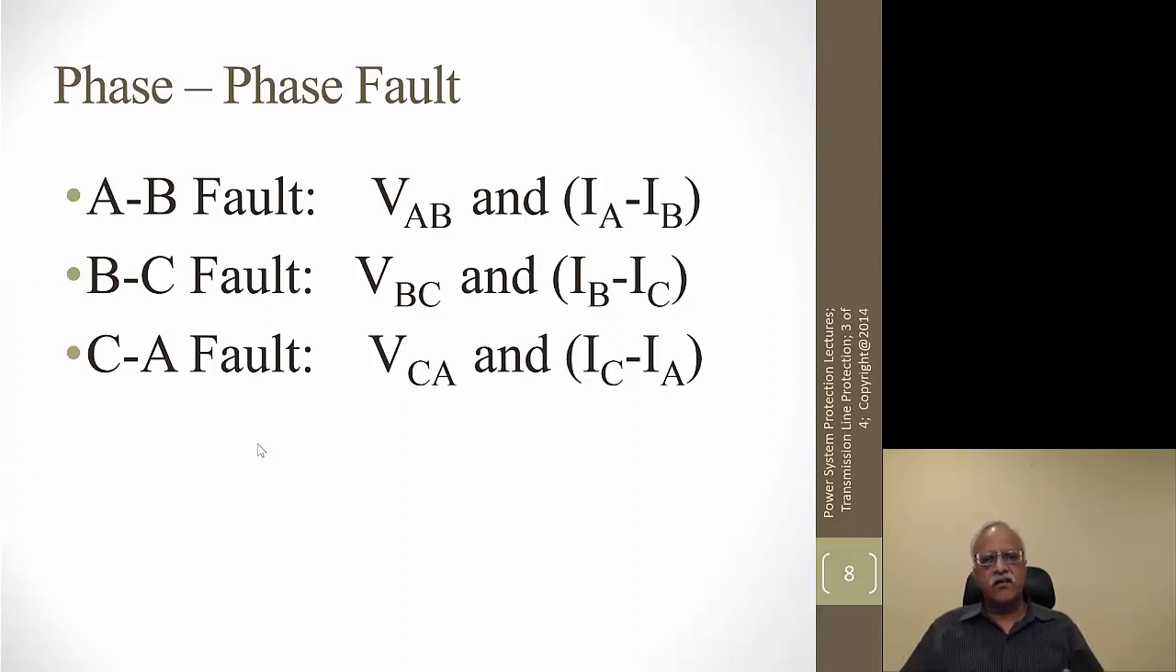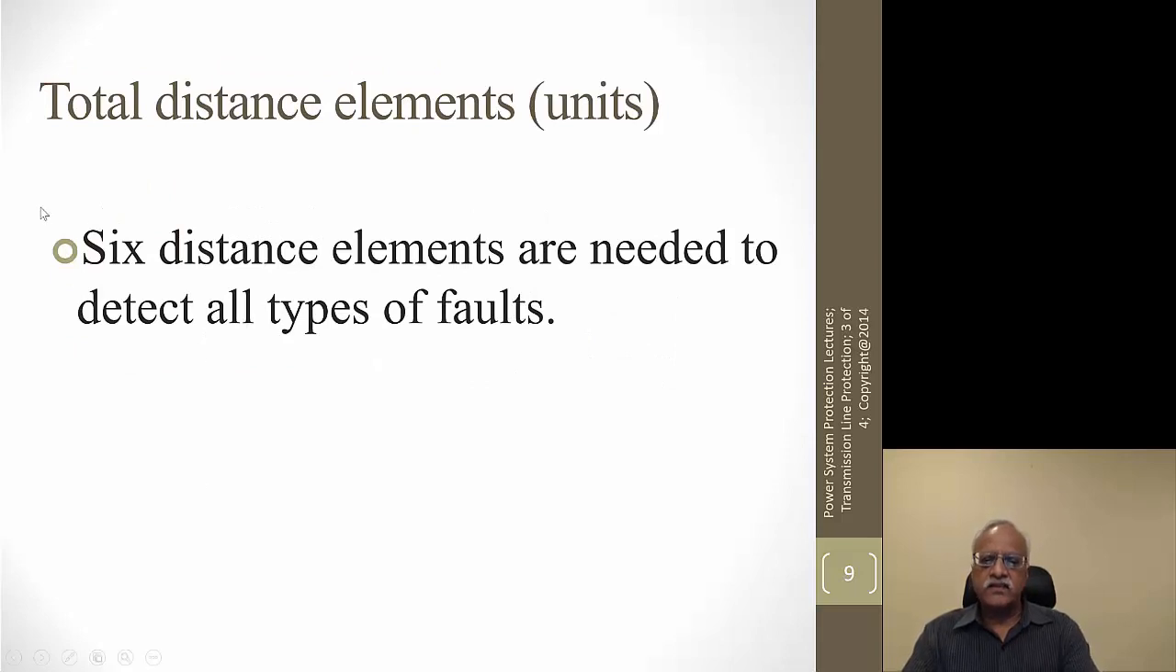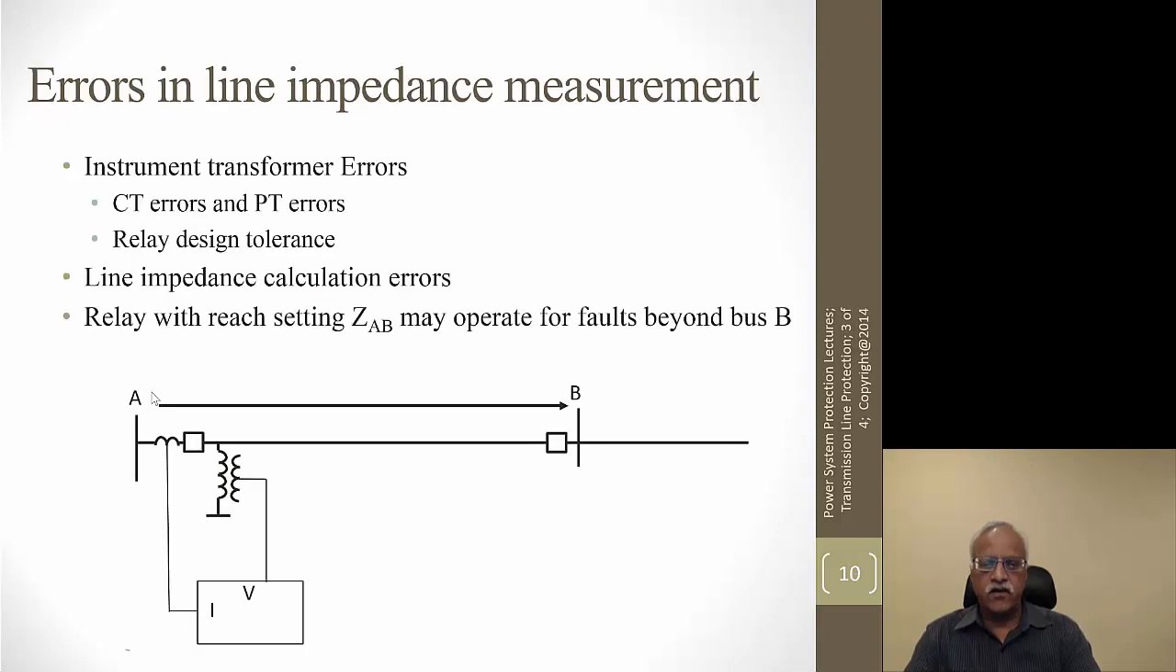So a line to ground fault can be detected by any one of these. Essentially, I need 6 distance elements to detect all types of faults. Three-phase faults could be detected as a single line to ground fault or a phase-to-phase fault. And a double line to ground fault can also be detected as a line to ground fault or a phase-to-phase fault. So essentially, I need 6 measuring elements to detect all types of faults.